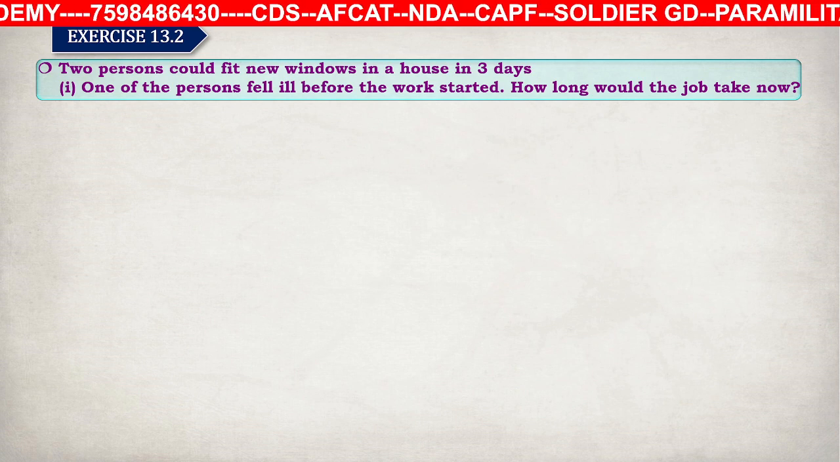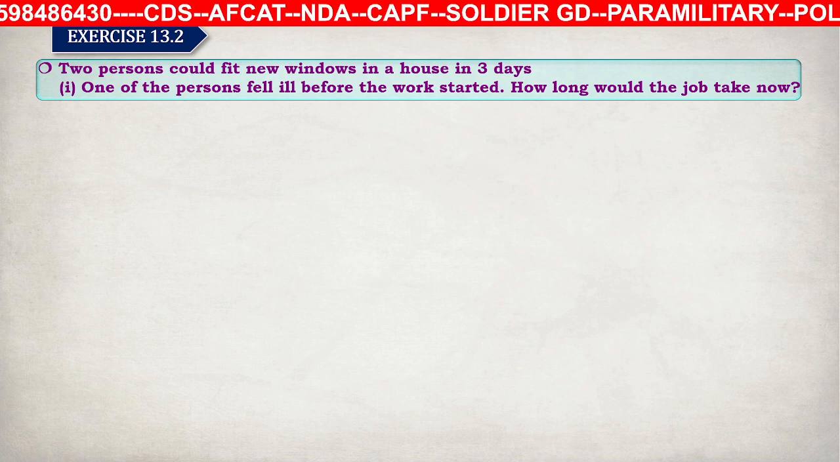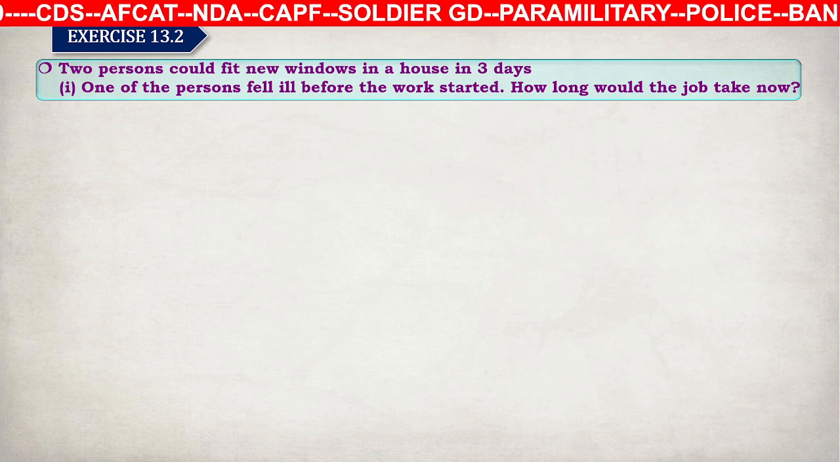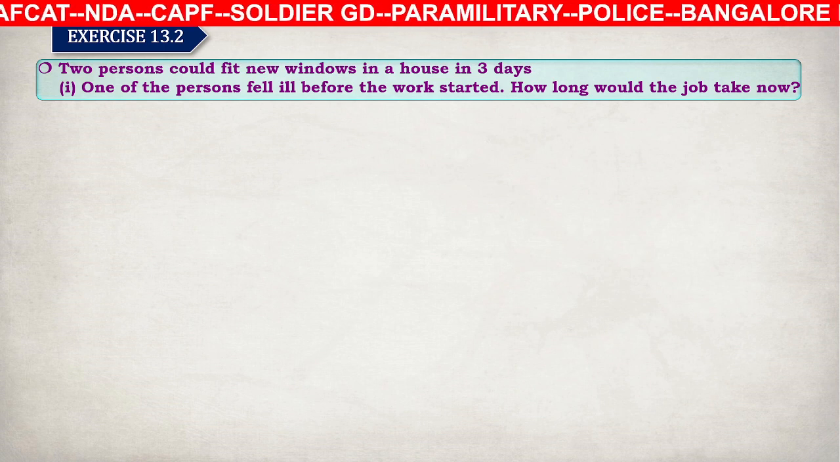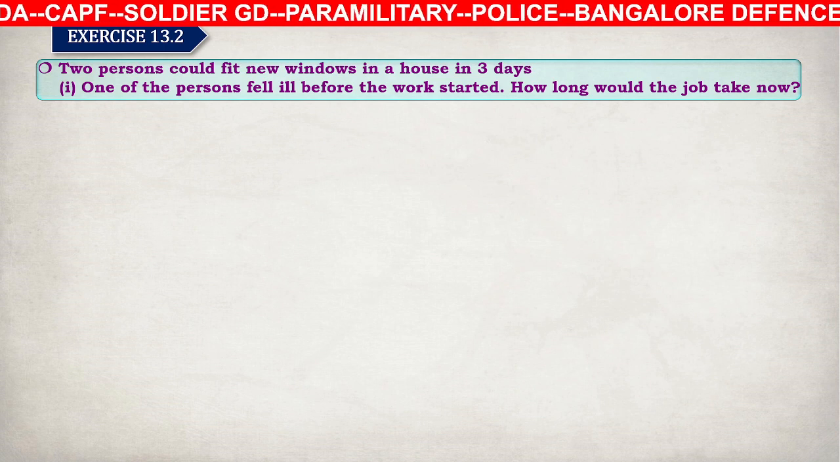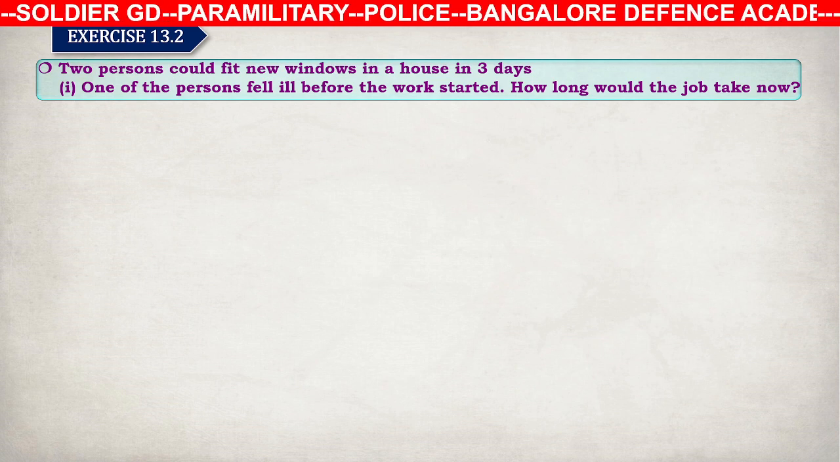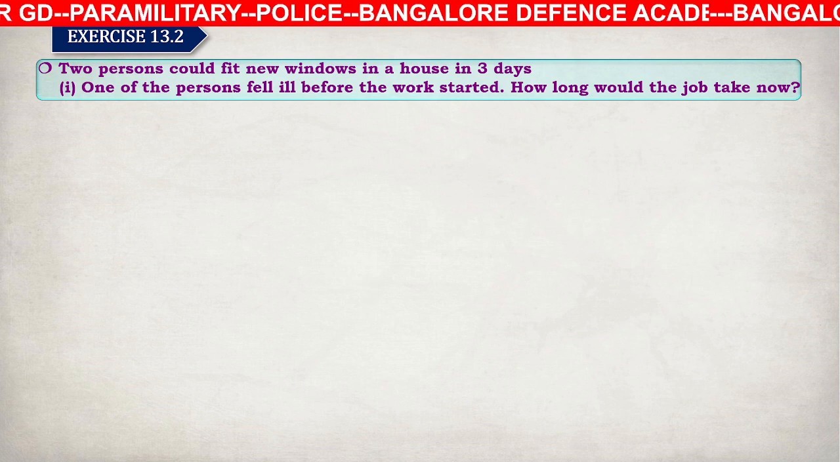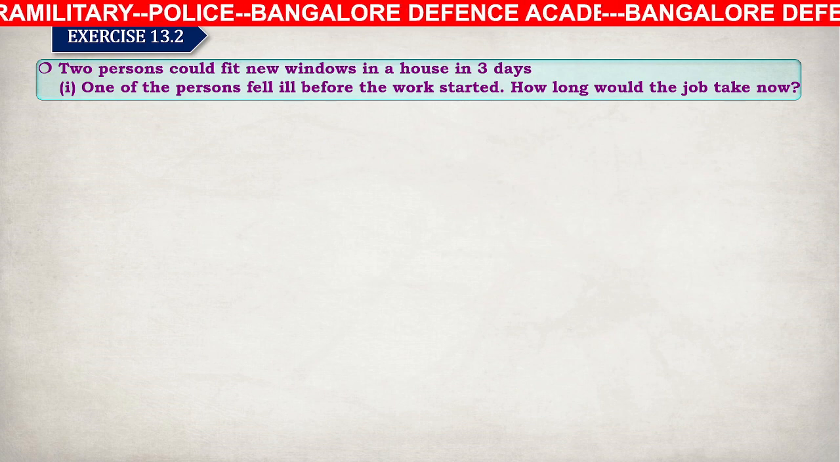How long would the job take now? The question is, if there are two people working in a house, they take 3 days. If one person is ill, that means the complete work is going to be done by only one person, right? So I'm going to compare two things.